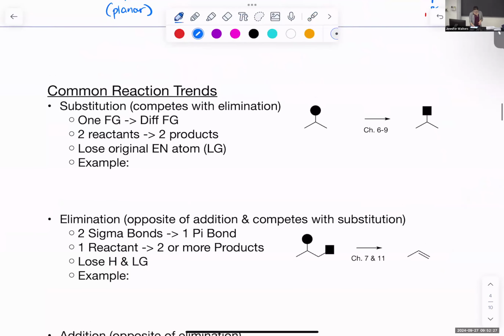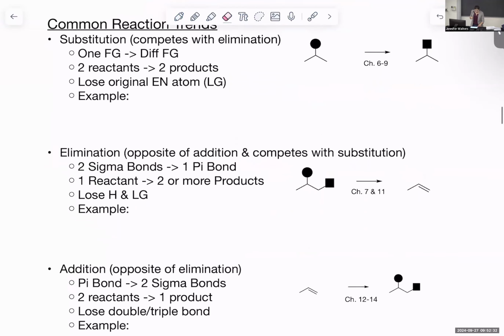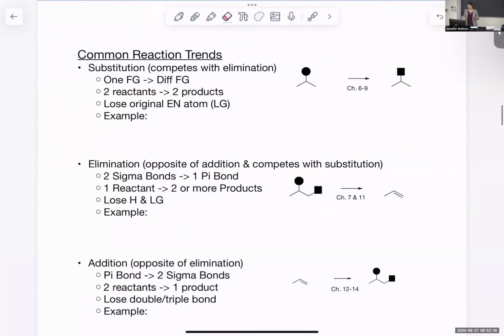All right, looking at some of our common reaction trends. In organic chemistry, everything can basically be boiled down to 3 reactions. There are also another 2 of redox and Bronsted acid base, but those are Gen Chem topics, so I assume you already know them. The new organic reactions are substitution, elimination, and addition. And basically, that's all of organic chemistry, is one of these 3 in some order.